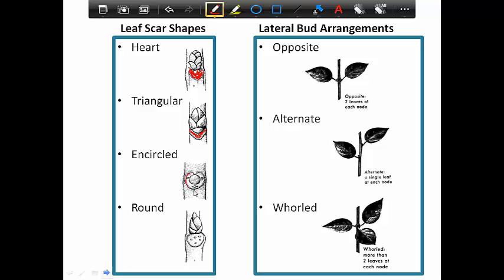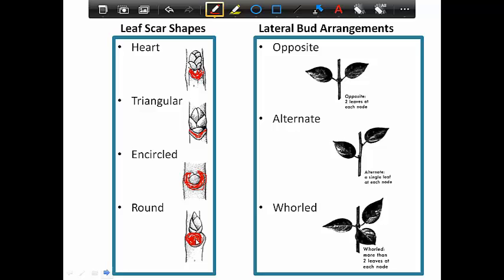Encircled, completely or nearly completely, goes around the new bud. And then round is below the new bud again, but it's almost round. It might not be a perfect circle, but it's definitely not a heart and it's not triangular. So again, make sure you draw yourself some diagrams for that.